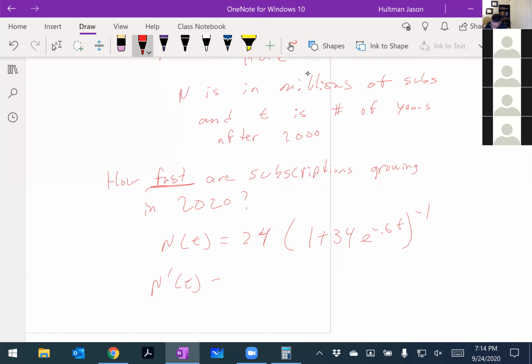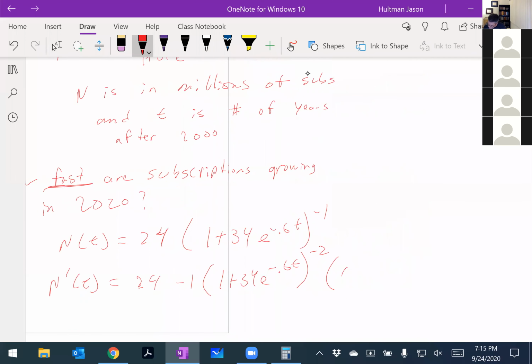So let's do n prime of t here. This is 24 times the derivative of the outside. What's the derivative of the outside? It's negative 1 times 1 plus 34 e to the negative 0.6t to the negative 2, times the derivative of the inside, which is 0 plus 34 e to the negative 0.6t times the derivative of the exponent. That's itself times negative 0.6. Okay, let's try to bring this all together. This is a negative 1.